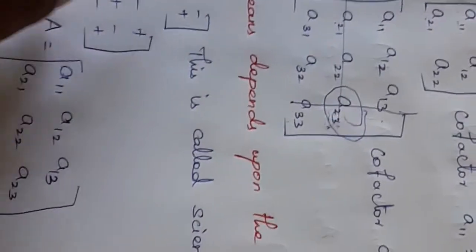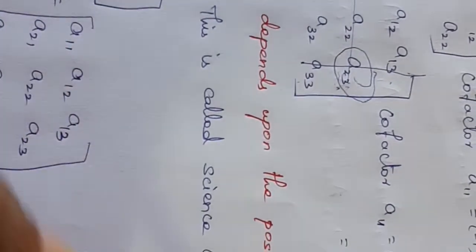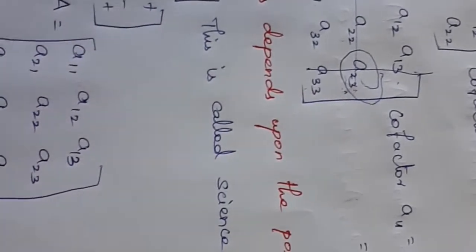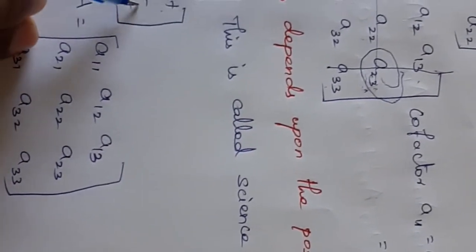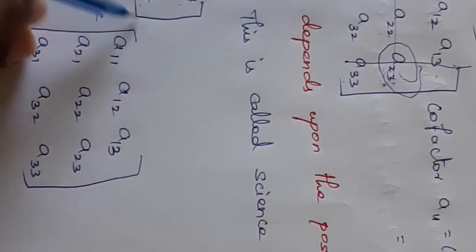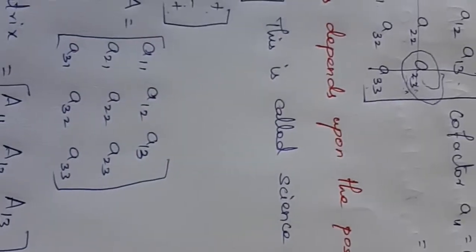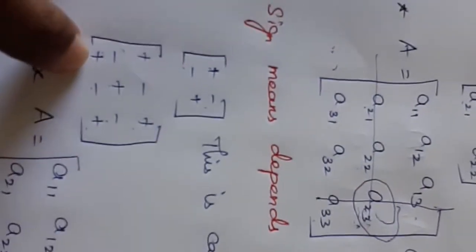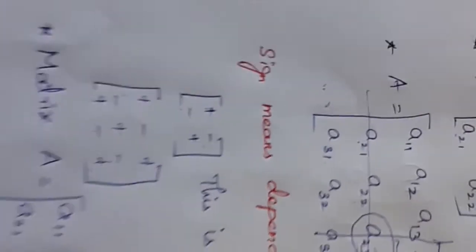So how to take the signs conversion form in a 2 into 2 matrix? First we take plus, then minus, minus, plus. This is called the signs conversion form in a 2 into 2 matrix set. As well, for a 3 into 3 matrix set: plus, minus, plus, minus, plus, minus, plus, minus, plus. This is the 3 into 3 matrix set. Those who find the cofactor matrix very difficult can apply the signs conversion direct method.